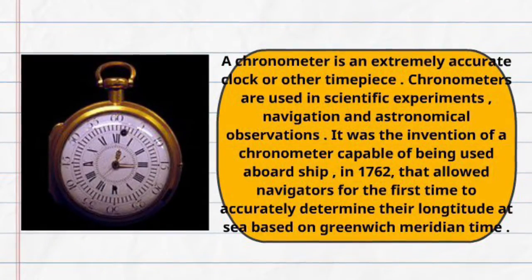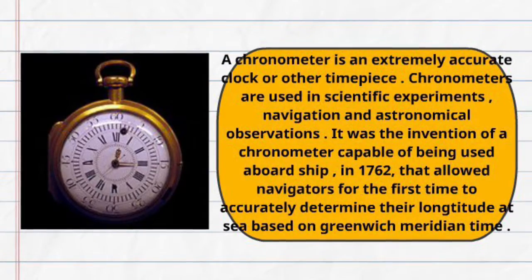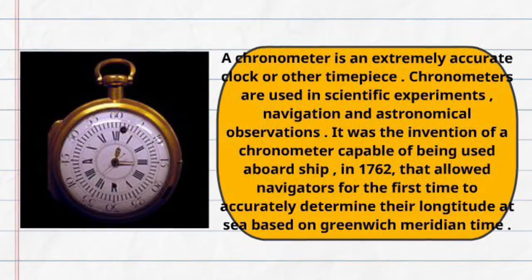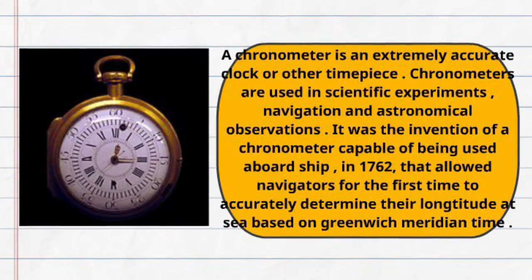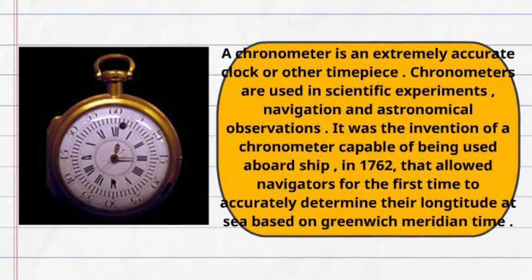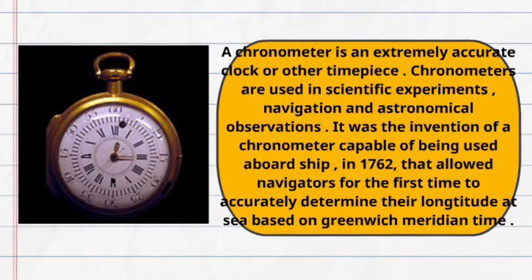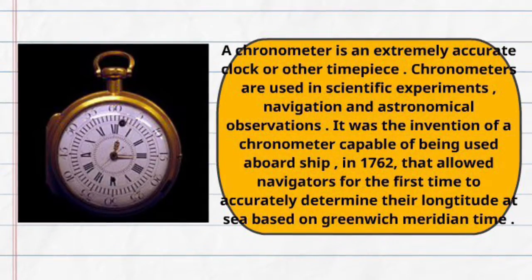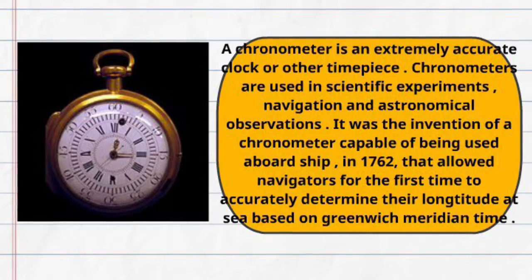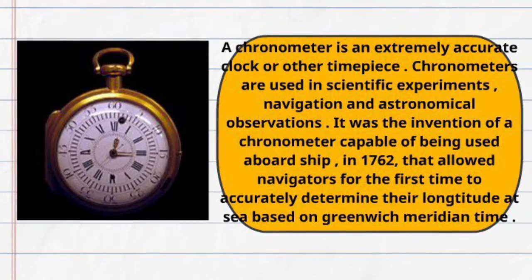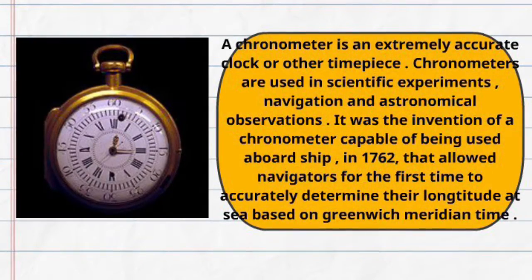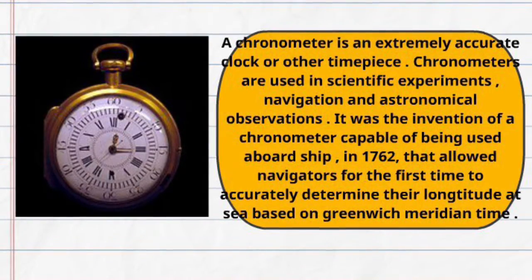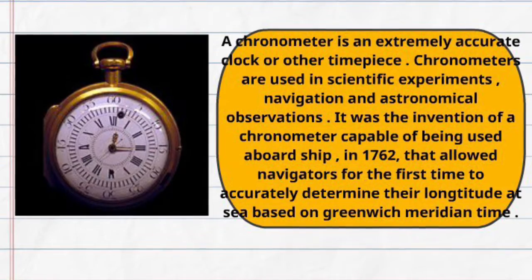A chronometer is an extremely accurate clock or other timepiece. Chronometers are used in scientific experiments, navigation, and astronomical observations. It was the invention of a chronometer capable of being used on board ships in 1762 that allowed navigators for the first time to accurately determine their longitude at sea based on Greenwich Meridian Time (GMT).